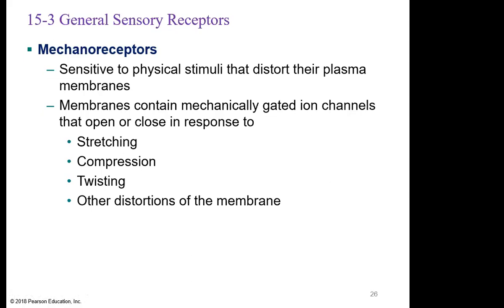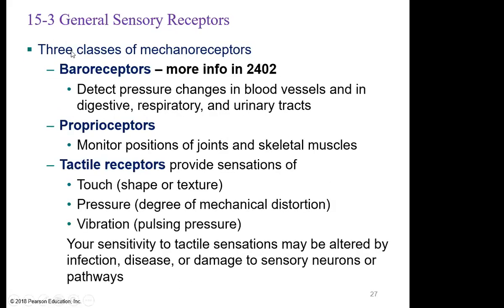Depending upon the stimulus, we've got 3 classes of mechanoreceptors. You can just label these number 1, number 2, number 3. The 3 classes of mechanoreceptors include the baroreceptors, and again, this is another one that we talk about more in 2402, so I'm only going to slightly mention it here today.